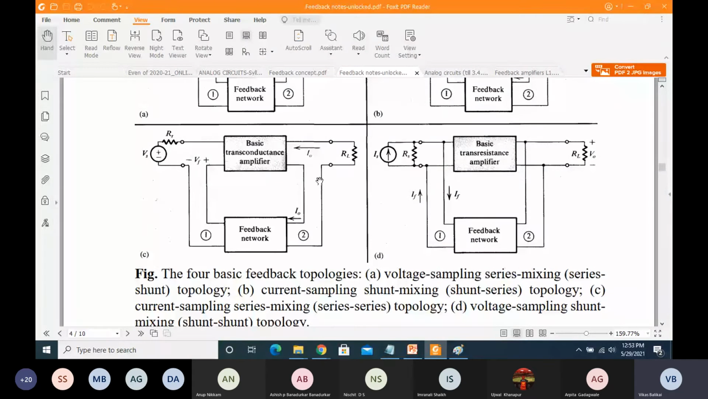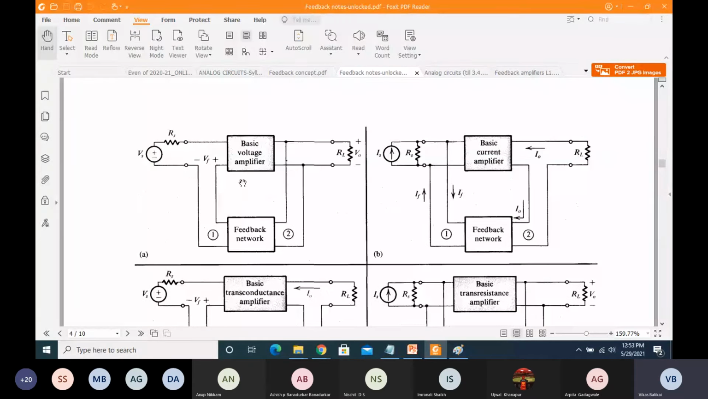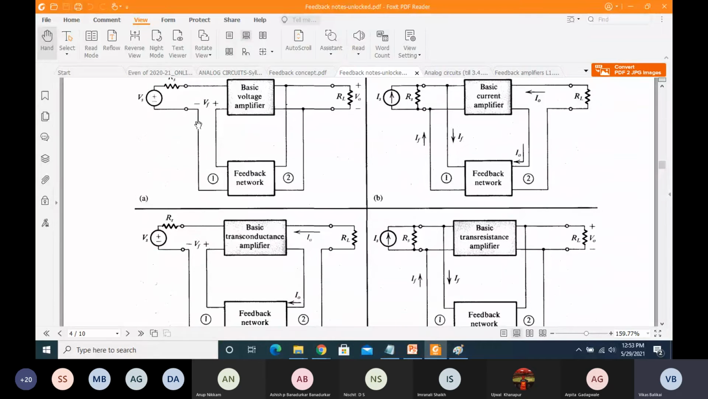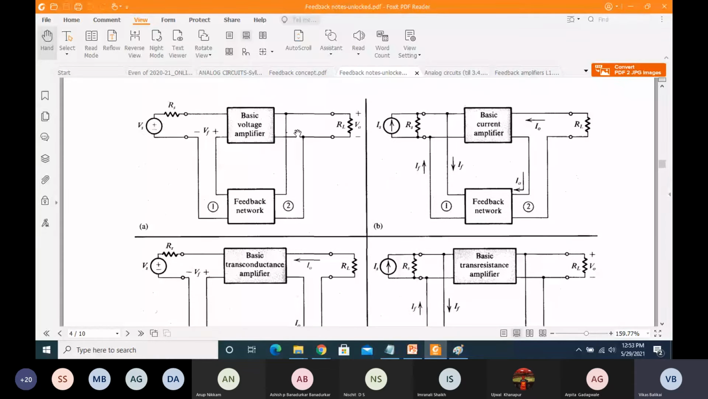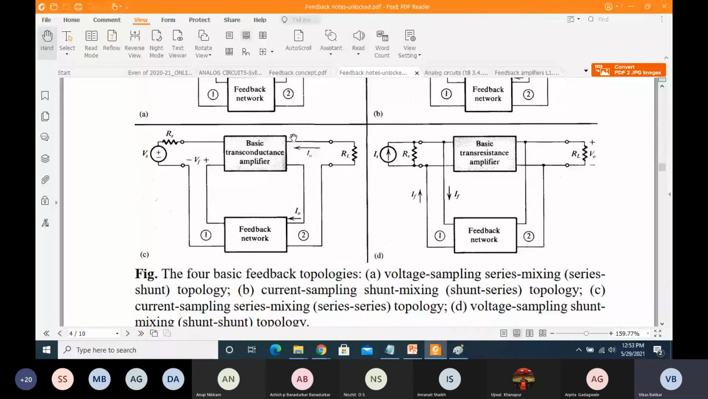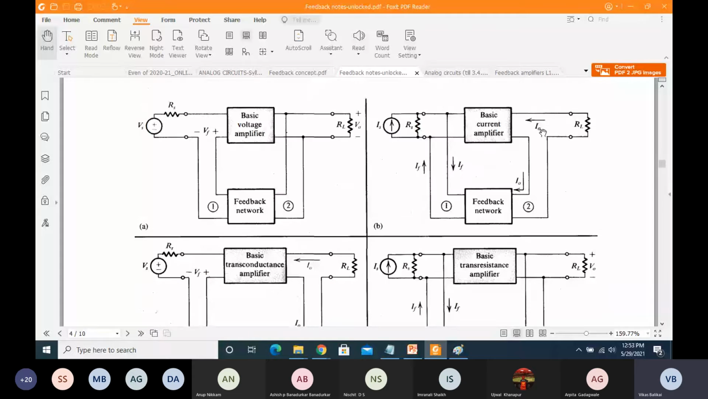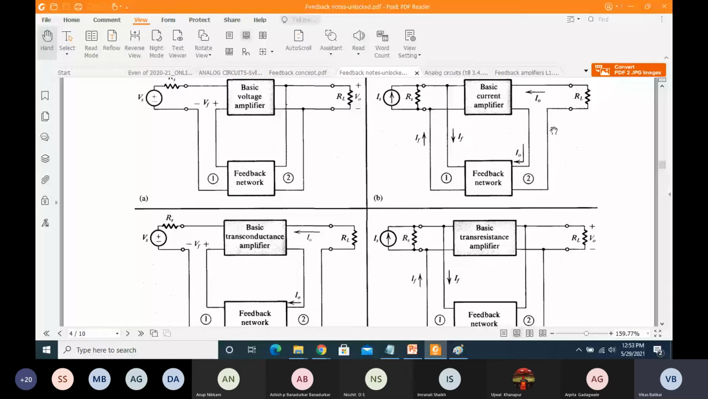So the first topology is also called by the name series shunt configuration. The first name is denoted with respect to input, and the second name is with respect to output. See, series shunt configuration or topology. What about here? Shunt series topology. See the second one, shunt series mixing or shunt series topology. So in series shunt, if the input is series, then it is a voltage amplifier. If the input is shunt, it is a current amplifier.